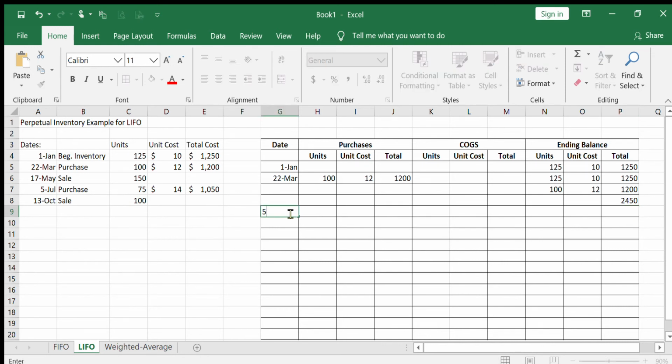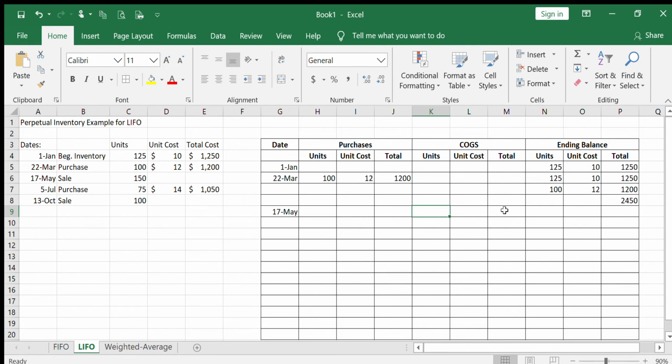On May 17th, we do have a sale. We're going to put that under cost of goods sold. We're selling 150 units. Remember, we're doing last in, first out. With the last in, first out method, we're going to look at the last thing that we bought, and we're going to use those units before we move on to the transactions that we did previously.